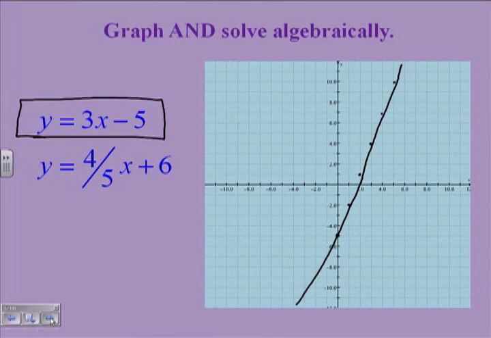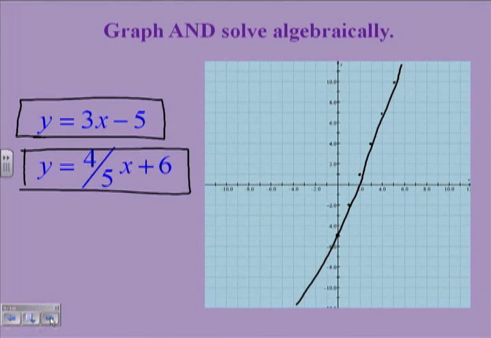All right, with my second equation, well look, it's already in slope-intercept form as well, isn't it? So I go to a +6. I have a slope of 4/5, so I go 1, 2, 3, 4. Oh, looky there. I hit that point exactly.